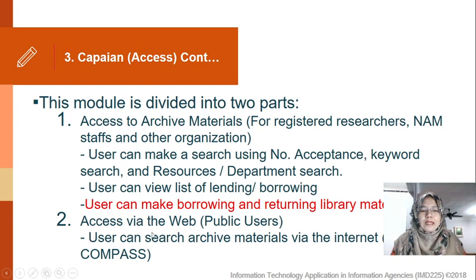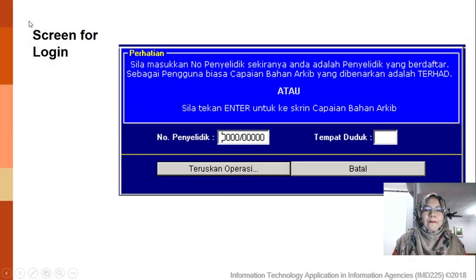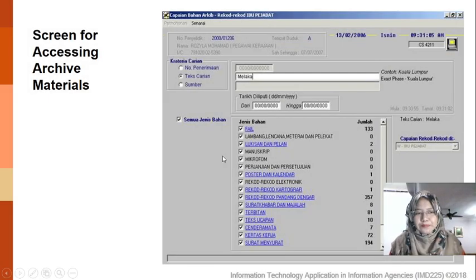And the second part is access via the web for public users, which means everyone can access this. Users can search archive material via the internet web Kompas. Okay. This is the screen for login. You just enter the nombor penyelidik lah. This is for those researchers or organisations that are registered with ANM, Arkib Negara Malaysia, ANM, National Archive of Malaysia.